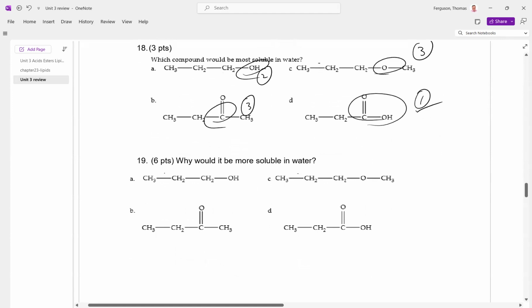And then the next question is, why would it be more soluble? Okay. Because this has both a ketone on it and an alcohol. So when you take the ketone here and the alcohol there and put them together, it forms a carboxylic acid. So the intermolecular forces are adding there. That's why it's more ionic.